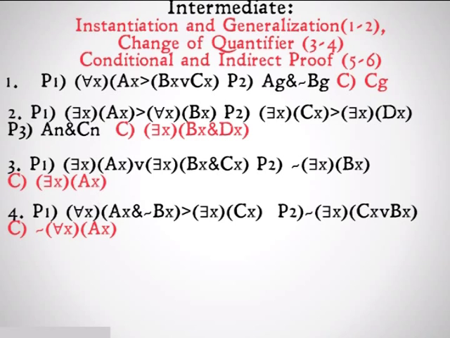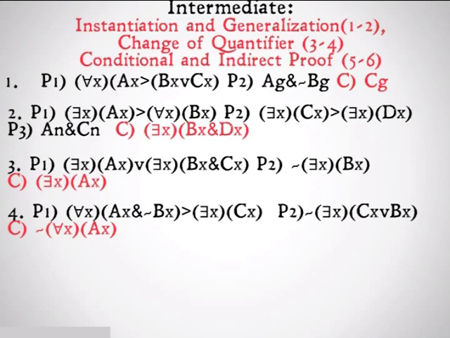Number 4, for all x, x is an A, and it's not the case that x is a B, implies that there exists some x such that x is a C. It's not the case that there exists an x such that x is a C or x is a B. Therefore, it's not the case that for all x, x is an A.